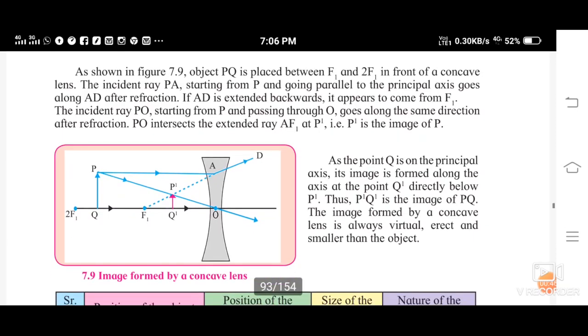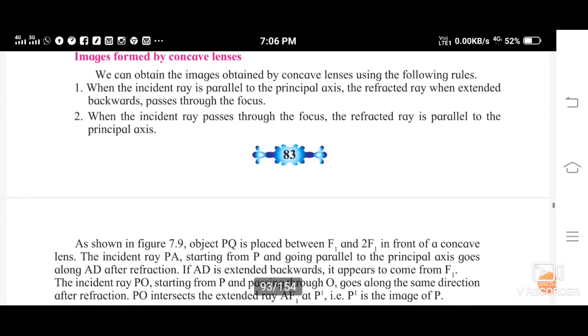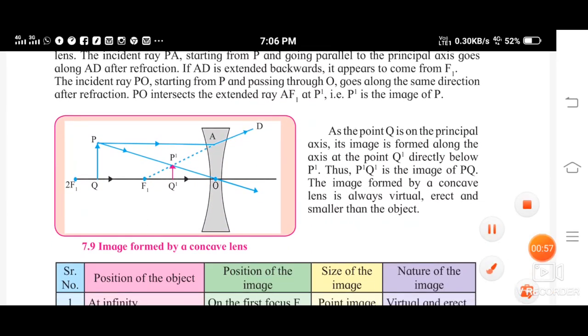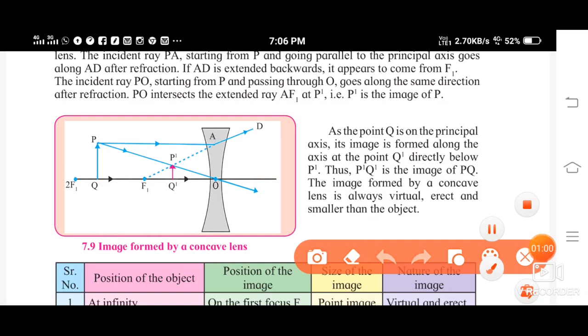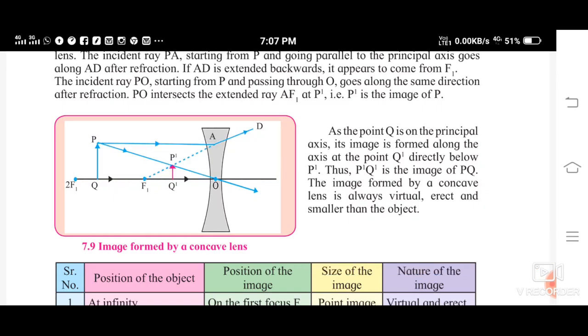See here, the incident ray, okay, when it is parallel to the principal axis, okay, yes, it is going to refract like this. Okay, then what is going to happen when you extend this backwards? Okay, yes, like this, when you extend this, it is going to pass through the focus. You can see it's passing through F1, isn't it?